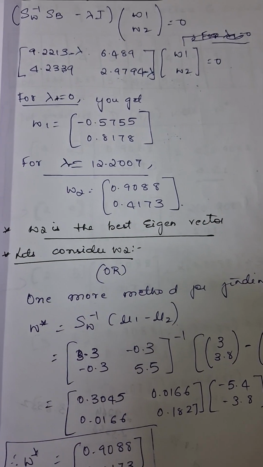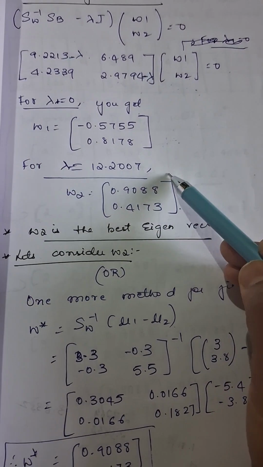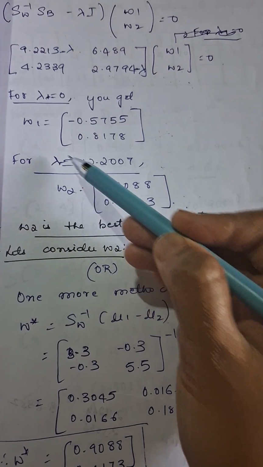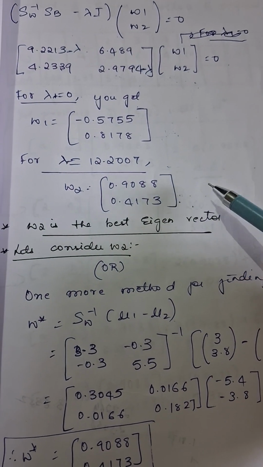Now which one is the best eigenvector? Normally the eigenvector which has the highest eigenvalue is chosen as the best eigenvector. Now for W2, the eigenvalue is the highest. Therefore W2 is the best eigenvector.